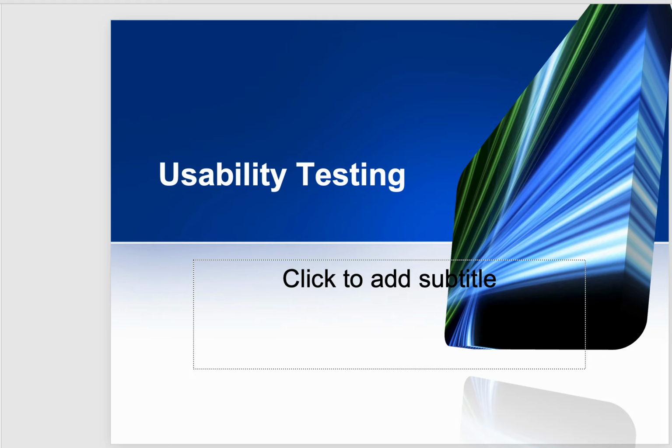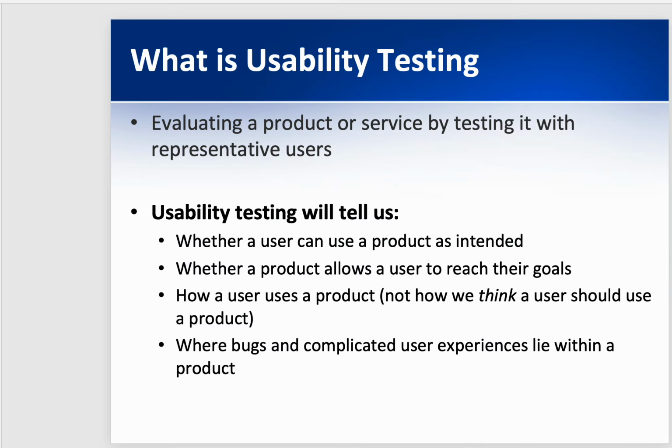I want to talk about usability testing. So, what is usability testing? We're evaluating a product or service by testing it with representative users. These representative users are what's important. If you're designing a learning management system, you want your users to be students or faculty or staff, so that it makes sense. If you're making an app for older adults, then you don't want college students. So you really want your users to be representative of who your users will be.